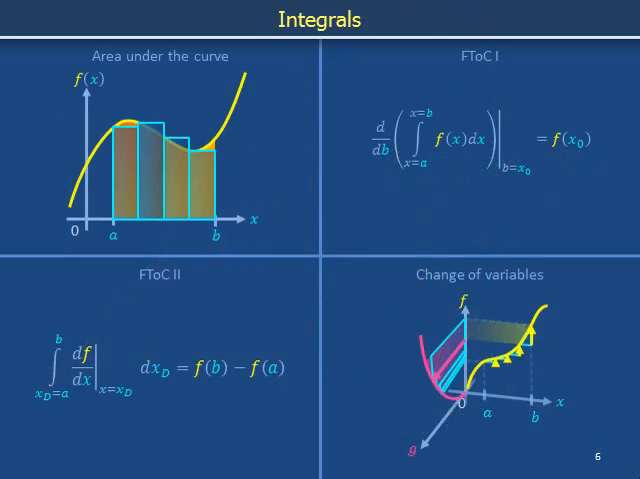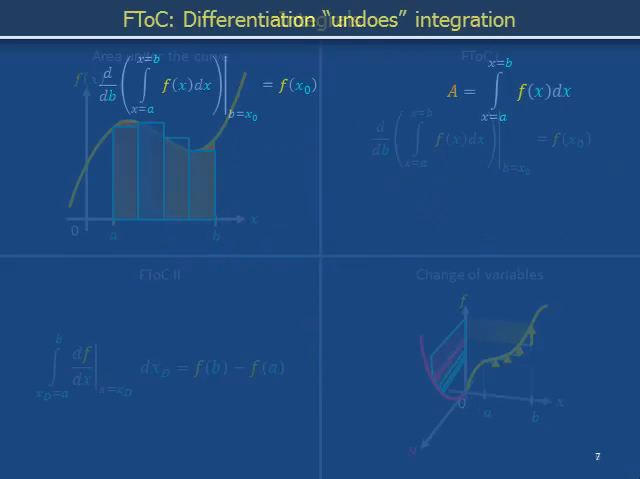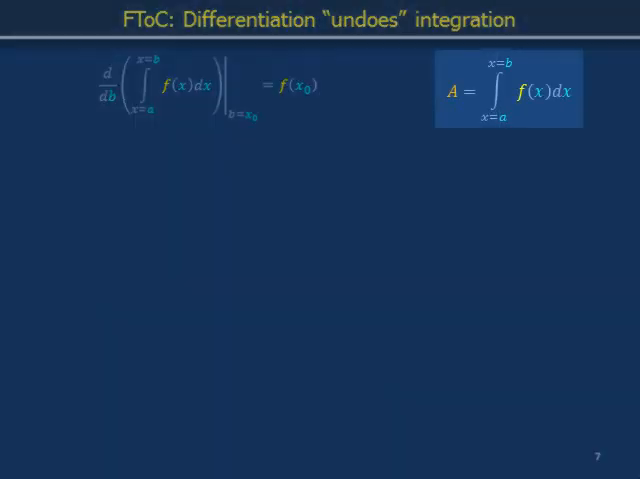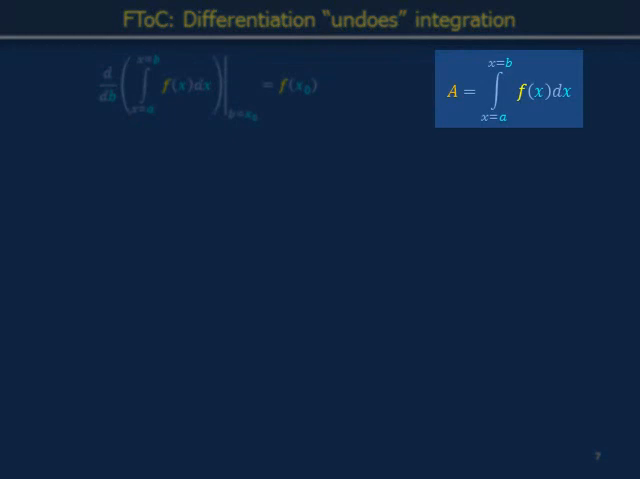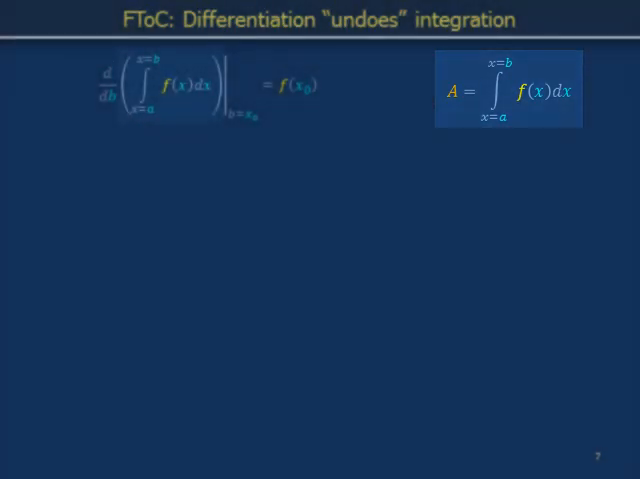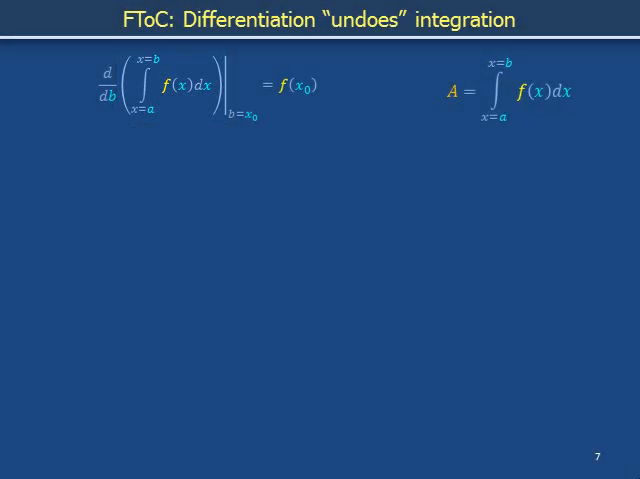The first fundamental theorem of calculus is the statement that the derivative undoes integration. We want to take the integral from x equals a to b of f of x dx and show that when this object is differentiated with respect to its endpoint b, and then evaluated at b equals x naught, we get back the original function evaluated at x naught.